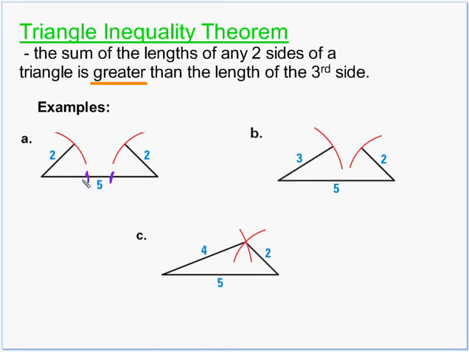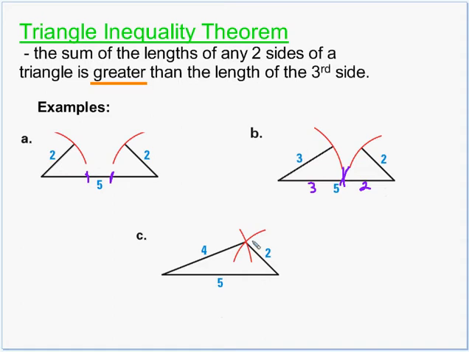We only come up with 2 here, 2 there. We need at least 5. Looking at part B here, if we extend and shift those other two sides around, we have a length of 2 and a length of 3. They equal that third side. You no longer have a triangle, you have a line.